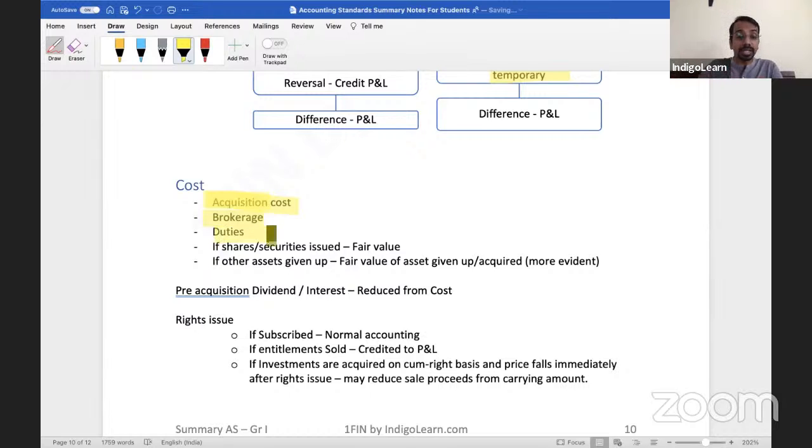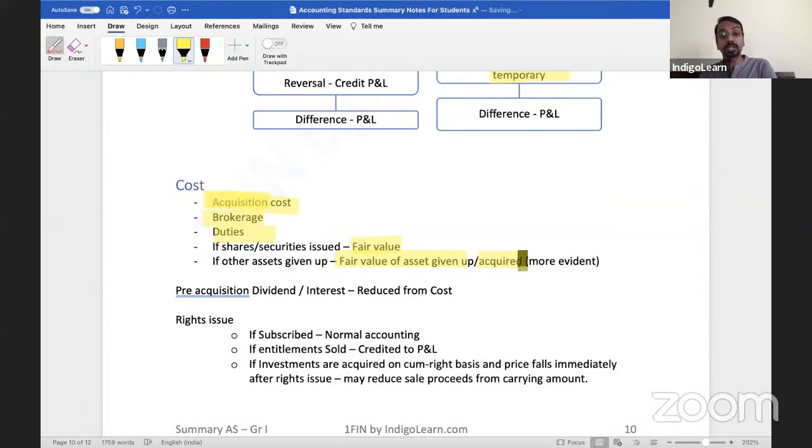If securities are issued to acquire investment, then you will take the fair value of the investment. If other assets are given up, then fair value of asset given up or acquired, whichever is more evident. Okay, so if shares and securities are issued, you will take the fair value of the investment that you have acquired. If other assets are given up, then fair value of the asset given up or fair value of asset acquired, whichever is more evident.